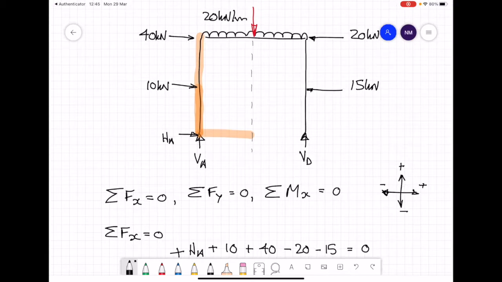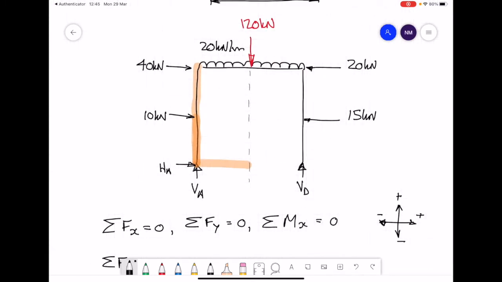Next one we'll consider will be the 20 kilonewton force. So take the force, carry it across, and looking for the perpendicular distance relative to point A, you can see here it will be all the way up, and that should be 6 meters.